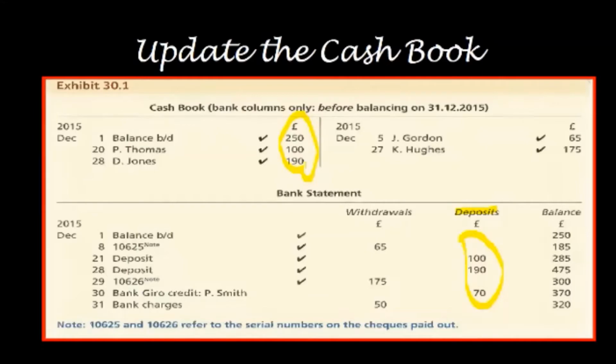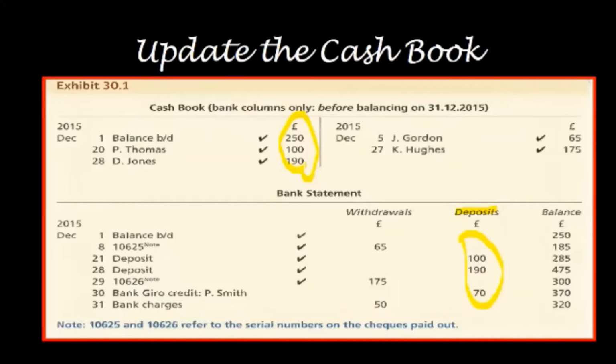So the bank statement will be a mirror image of your cash book. It should be a mirror image of your cash book. Okay, so back to updating the cash book. The way we go about it is we compare the cash book, the bank column, with the bank statement. So we're comparing the debit column with the credit column here, and the credit column with the debit column here.